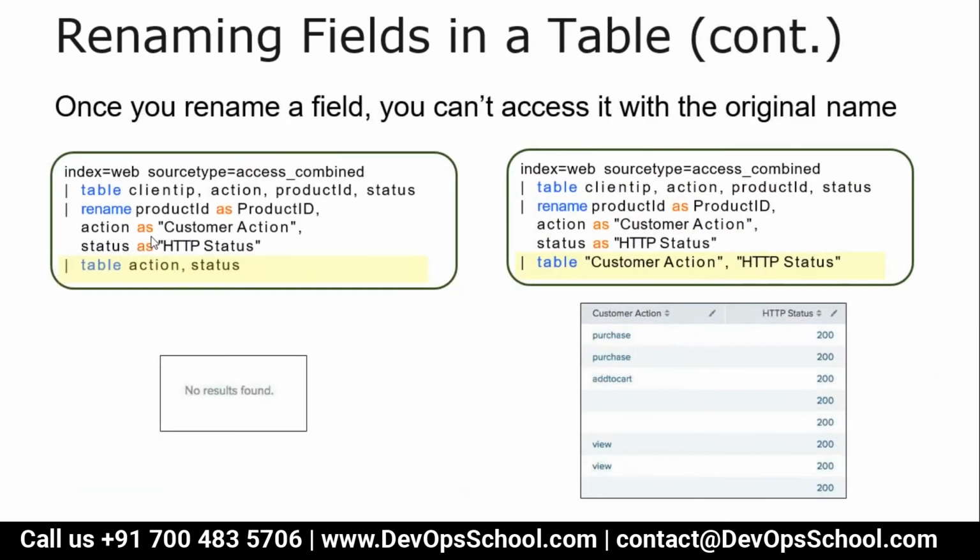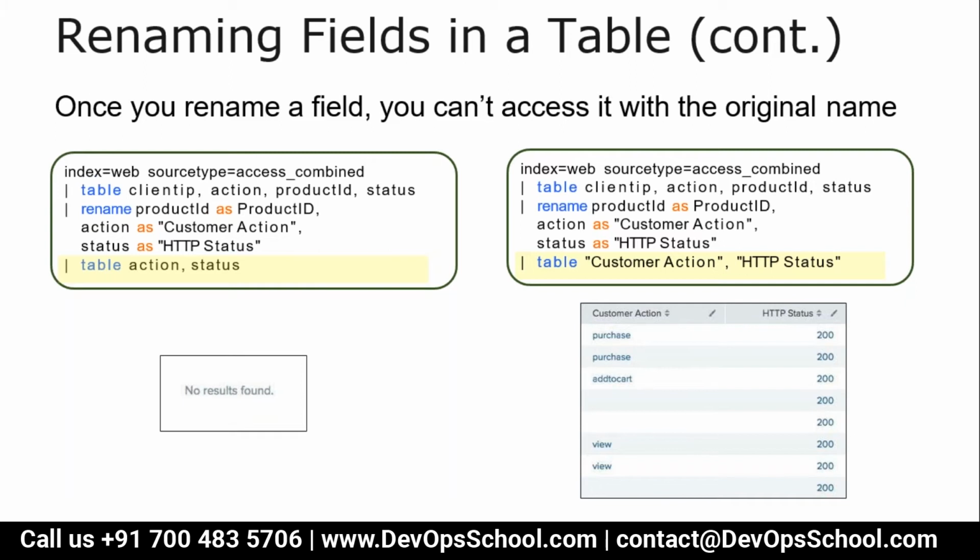Here, on the left side is the query which I have: index is equal to web, source type, then create a table by client IP, action, product ID, status, and then rename the product ID as product ID. There's a spelling thing, and then action as customer action, status as something. Multiple things you can do separated by comma, and again you can create a table of action and status. So here you see action and status. If you want to create it, no result found.